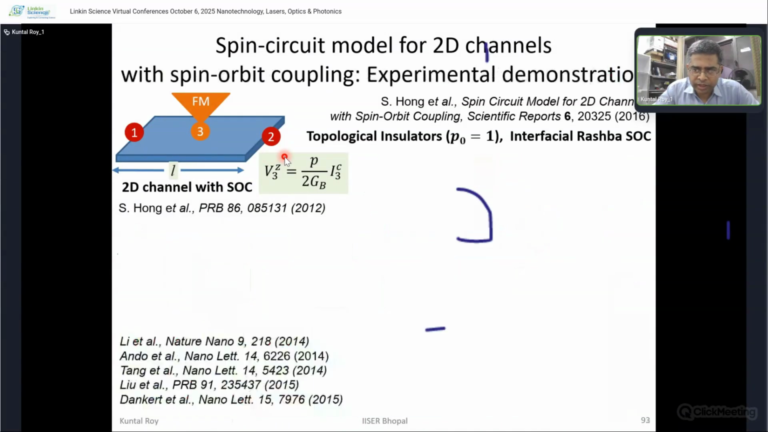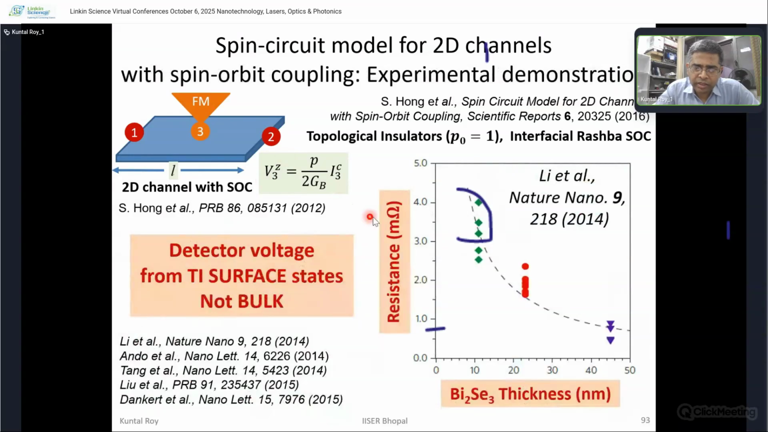We have developed some spin circuit models on this, and experimentally there is a very interesting curve. Bismuth selenide is a topological insulator, and with bismuth selenide, as the thickness increases, the resistance decreases. That is a wrong thing, right? Because if it were Ohm's law, then with thickness, resistance should always increase. But it happens because, as the thickness increases, the two surfaces are separated by more length, and they are giving you the signal. So this interesting thing comes from the surface states.